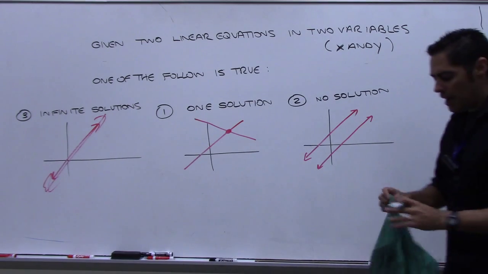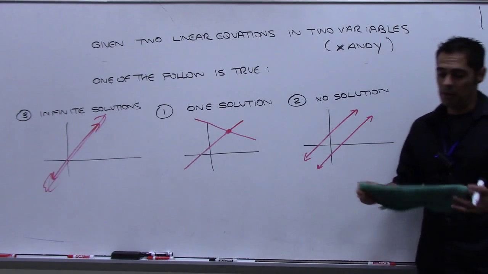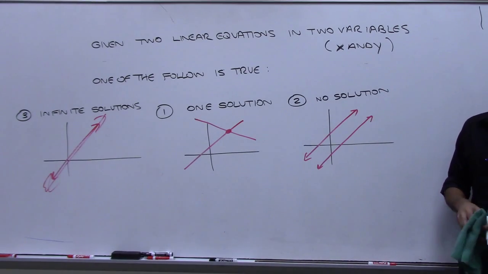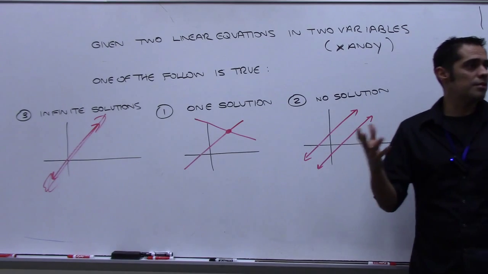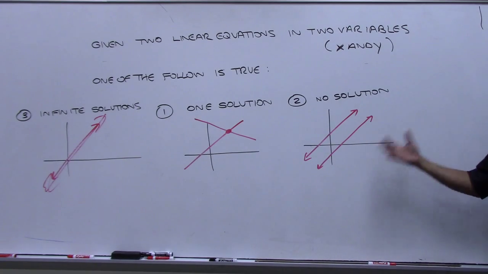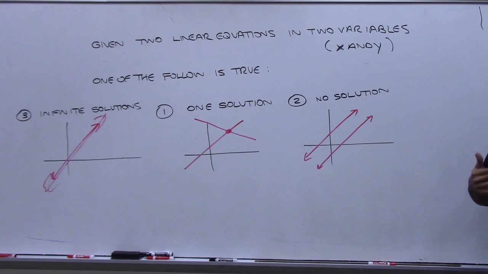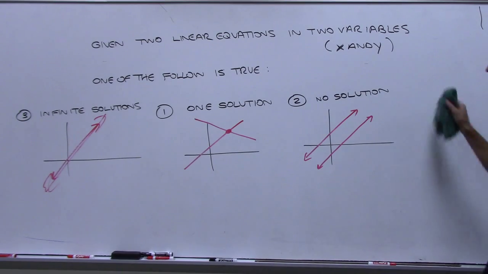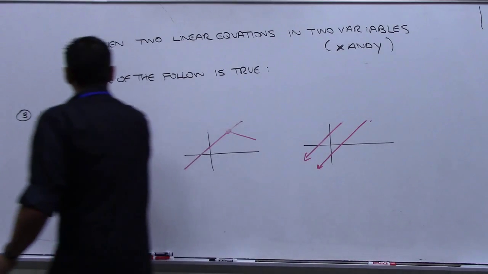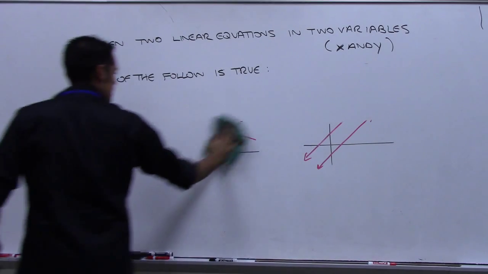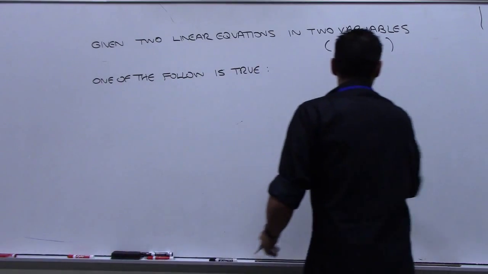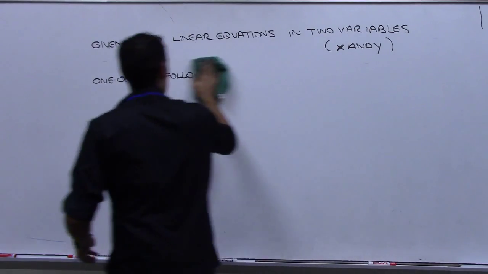So hopefully you now have some understanding of what a system of linear equations in two variables represents geometrically and the types of answers we can get. We need a systematic approach as to how we are going to get the answer or figure out which of these it is. Some systematic way. There are two commonly accepted methods for solving a system of linear equations in two variables.